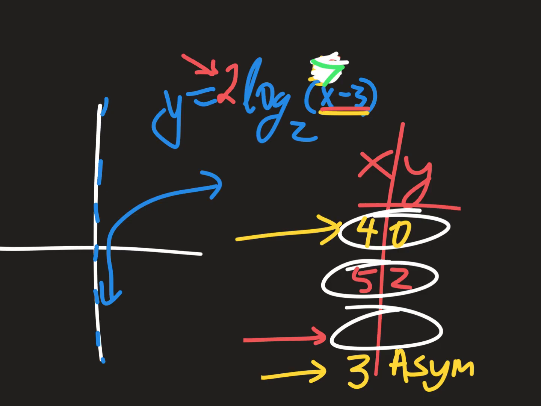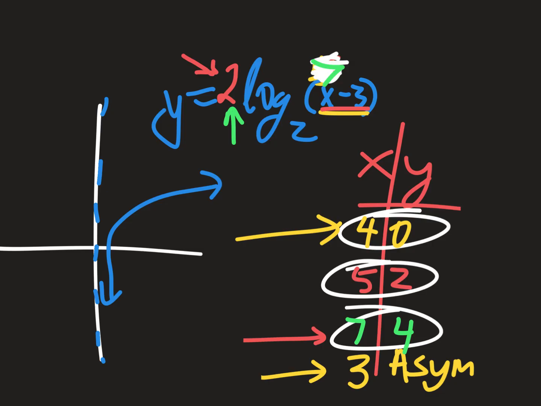And 7 minus 3 is 4. And that works nice because log base 2 of 4 is nice. And it's easy and it's 2. And then you times it by 2 and you get 4. So I put in 7 and I got 4. That's probably the other normal point you would have used.